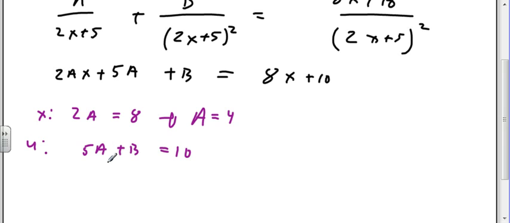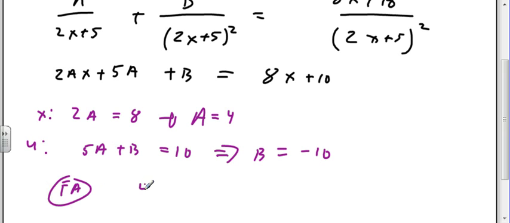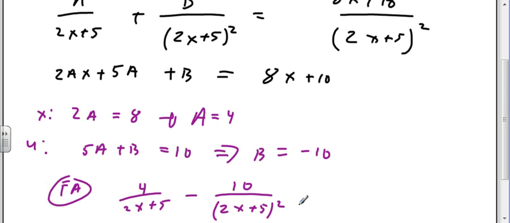If a is 4, then that'd be 20. And so that implies that b has to be minus 10. So final answer, 4 over 2x plus 5, minus 10 over 2x plus 5 squared. Let's see, what does the key say? Oh my goodness, that's exactly what the key says. Who would have thought?